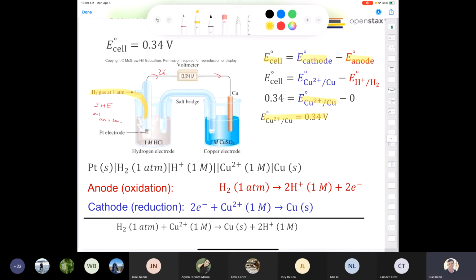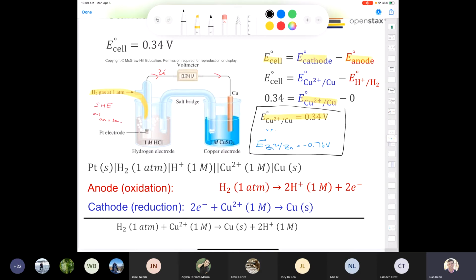Well, if we compare that to what we saw in the last slide, the standard reduction potential of zinc 2 plus to zinc, which was negative 0.76 volts. If you're not following me 100% here, just follow me for 1 minute. You see these two values for the standard reduction potential of these two ions? The copper 2 plus has a positive standard reduction potential, and the zinc has a negative standard reduction potential.